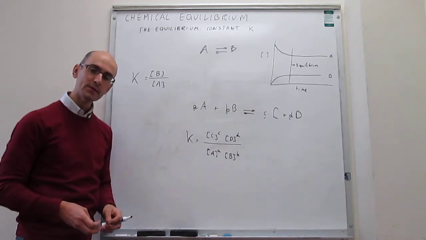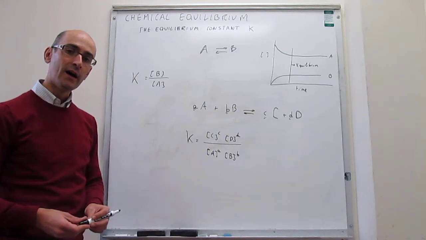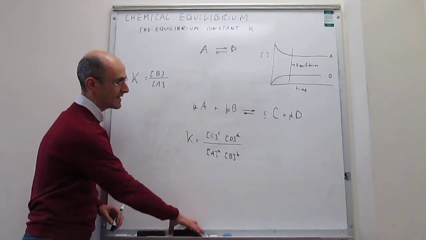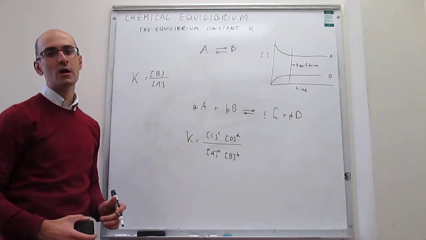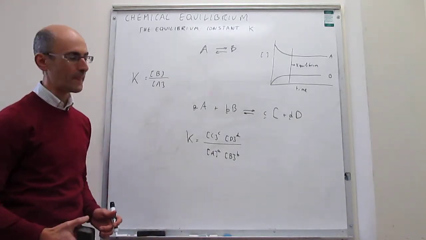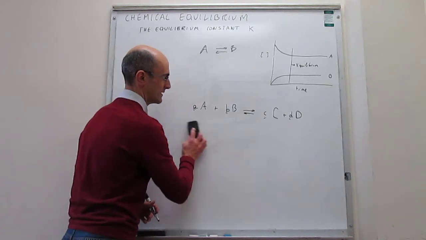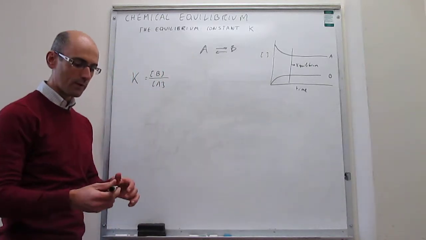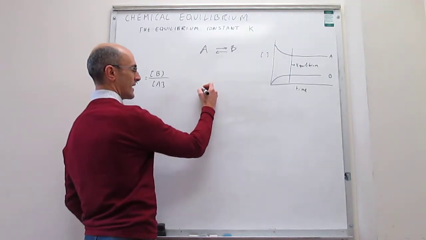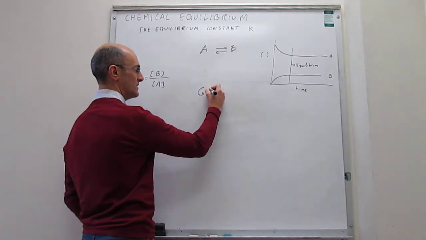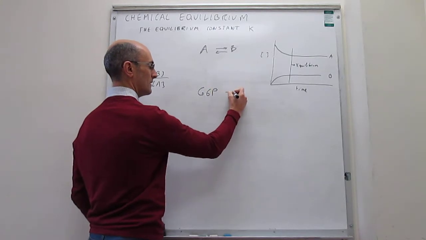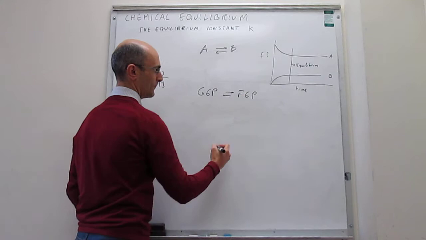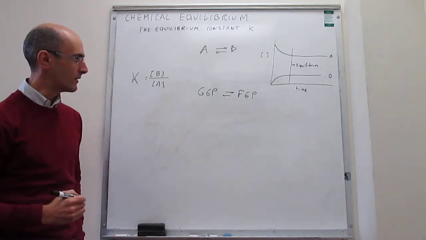To illustrate this point, I'm going to write here an actual equilibrium, a chemical reaction that takes place inside our bodies, which is the isomerization of the sugar glucose 6-phosphate into fructose 6-phosphate. I'm not going to write the chemical formulas for the compounds because they are quite complicated. We're simply going to be using acronyms. That is going to be G6P into F6P. And again, these are sugars that you will study in biochemistry.